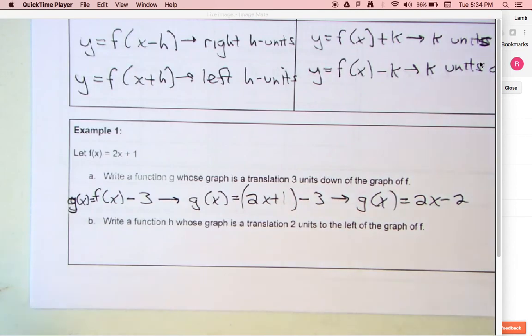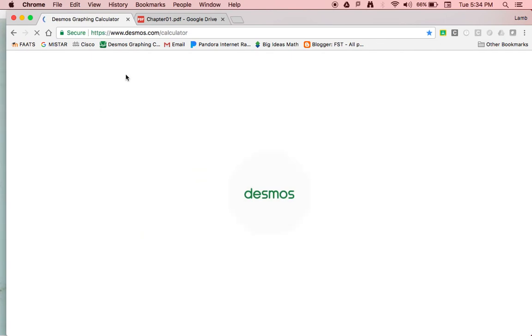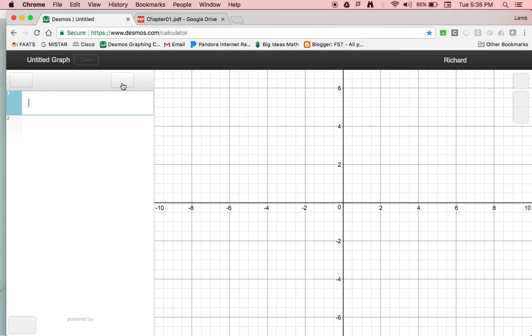Real quick, let's look at that graphically. So let's go to our Desmos calculator, and I just want to graph the two. Give that a second to pull up here. Guess my internet's not very good. Come on, there we go.